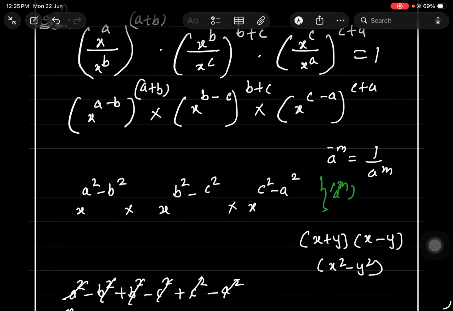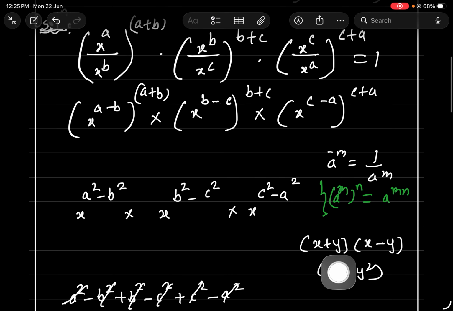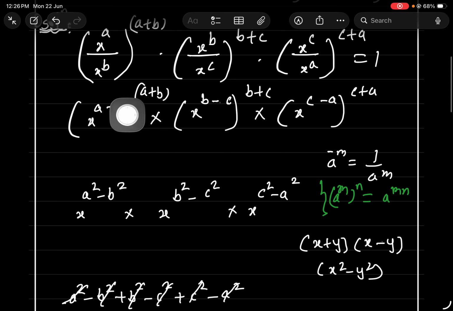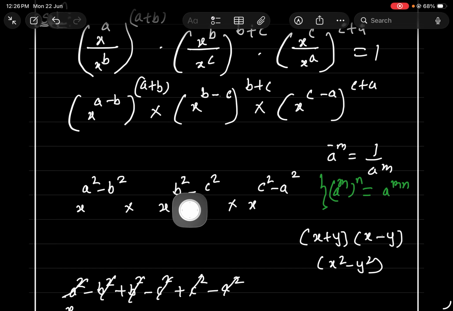Then we use the identity (x+y)(x-y) = x² - y², so it will come x^(a²-b²) · x^(b²-c²) · x^(c²-a²). Very simple. Here the base is the same and there is multiplication, so we add the indices: x^(a²-b²+b²-c²+c²-a²).